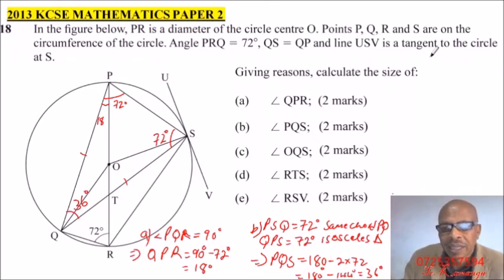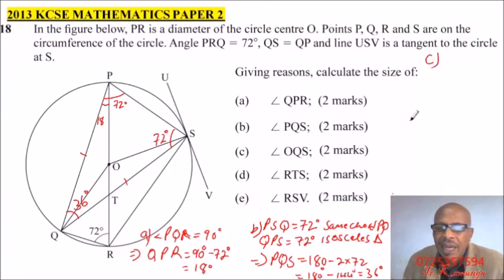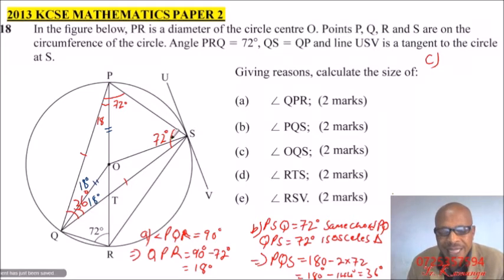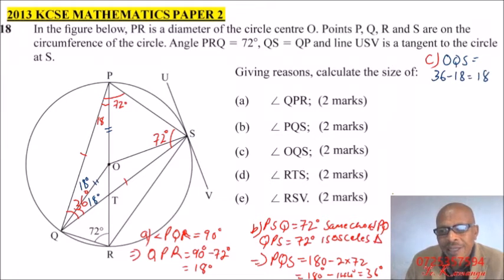Let's come here and have a look at C. Our C, we are supposed to find OQS. So OQS, it is this angle here. Now, already we know this angle is 18, and OQ and OP are the same. That is the radius. Therefore, this angle here is 36, not 36, but 18. 18, the same as this angle, and therefore this angle is 18. So OQS is equal to 36 minus 18 is equal to 18 degrees.